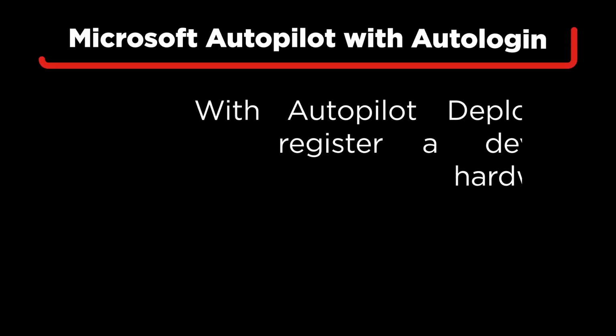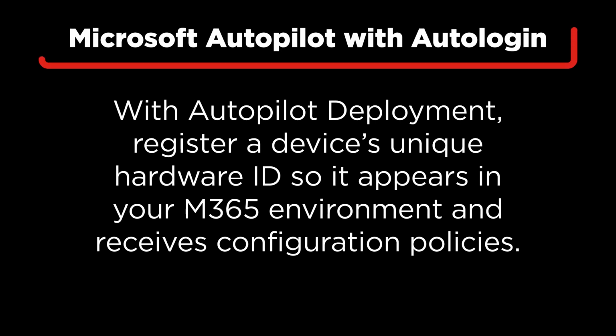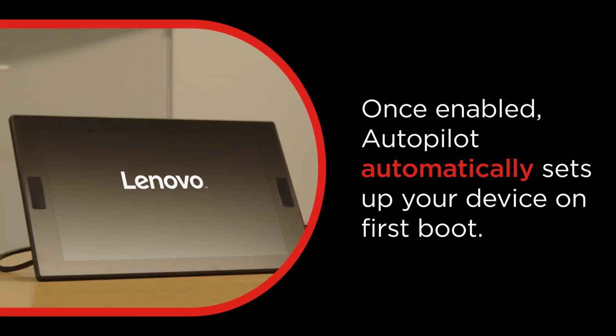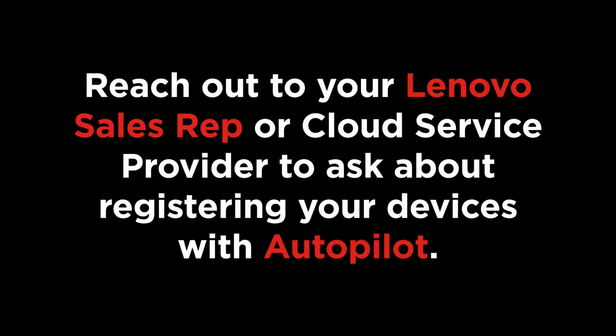Autopilot works by registering a device's unique hardware ID with the Microsoft Autopilot deployment service, so it appears in the customer's M365 environment and receives configuration policies. At first boot, the Teams Room Kit connects to the Autopilot service, which directs it to the customer's M365 environment for automatic setup. Lenovo or your cloud service provider can pre-register your ThinkSmart devices to simplify deployment.